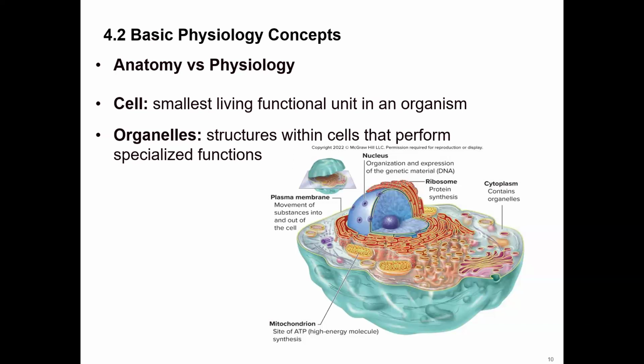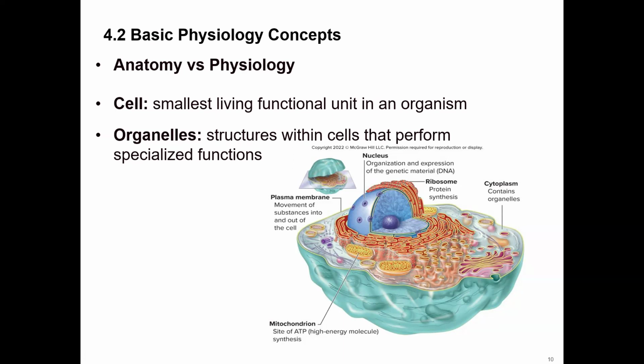You probably remember from a basic bio class that the cell is considered to be the smallest living part of an organism, the smallest living functional unit of an organism. And so whether you're talking about a skin cell or a liver cell or a brain cell or neuron, a muscle cell, these are all living functional units inside of the body.